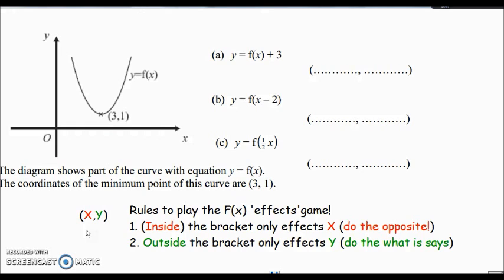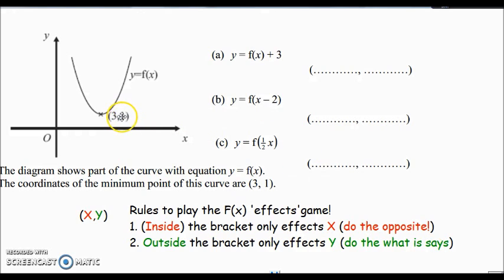Hopefully you've had a go at that. Let's have a look and see if you've got those right. So, part A, the instruction is outside the bracket and it's a +3. If it's outside the bracket, rule number 2, it only affects the y coordinate. Do what it says. Right, so I'm going to add 3 to the y value.